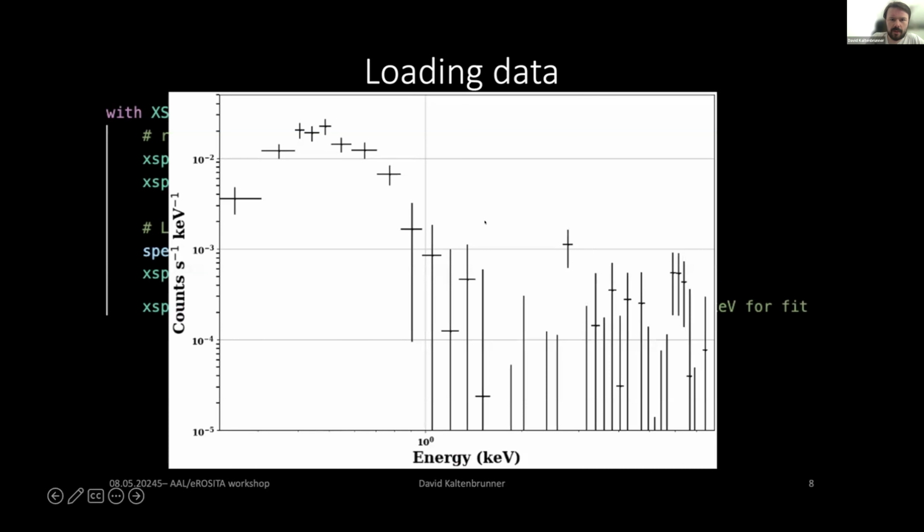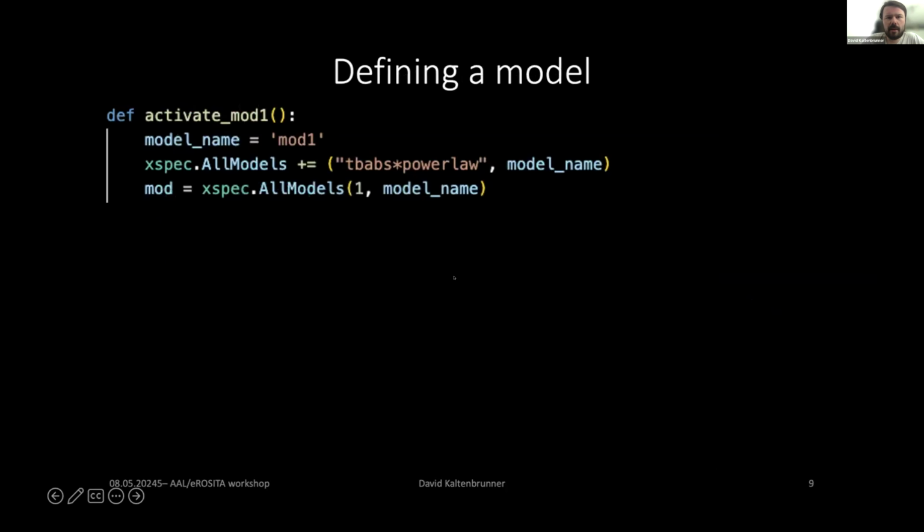Right. So this is again the spectrum. You see above here, so here's the 2 kV. There's basically no source counts anymore, and most of it lies here. In the next step, what we do is to define our model.